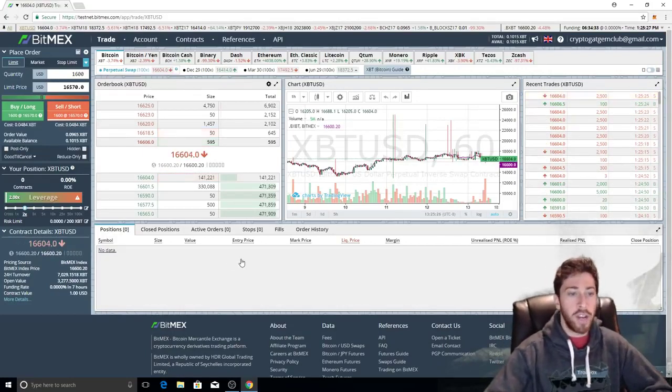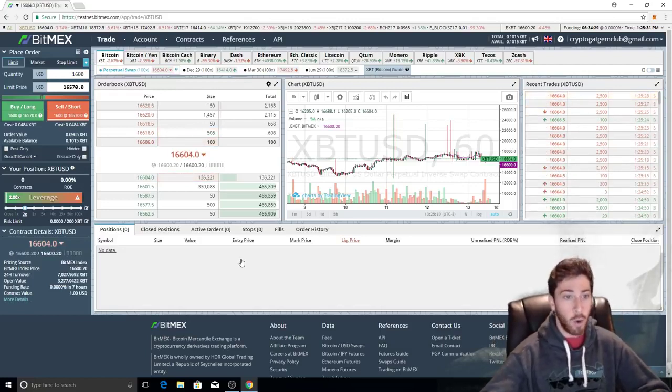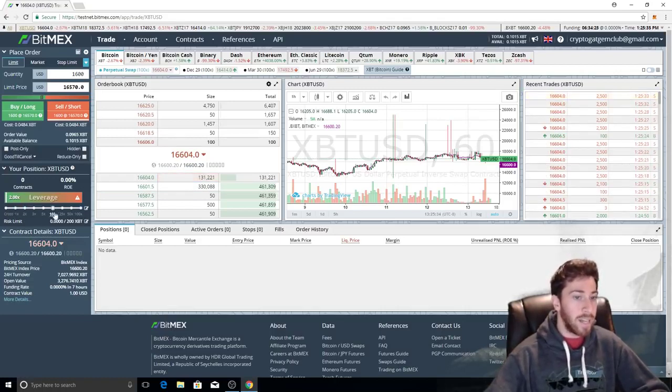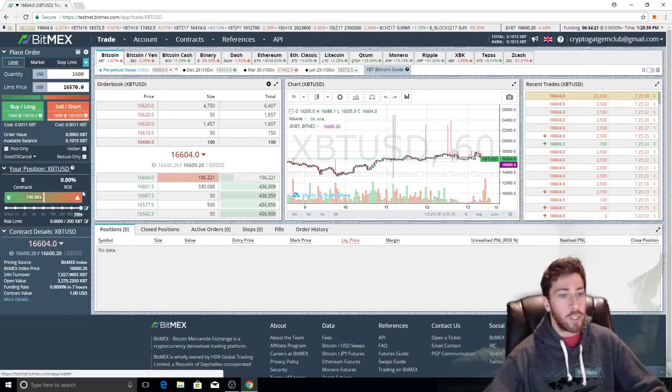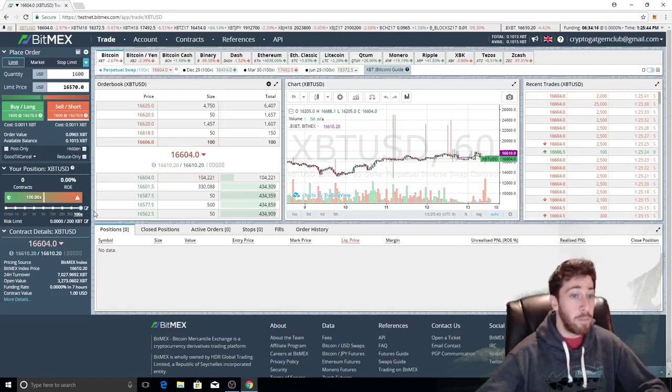Bitmex is a way for you to trade on leverage, which means that you can trade with more money than you actually have in your wallet. You can trade with up to 100 times leverage, and obviously as you go up in leverage, it gets more risky. I have 0.1 Bitcoin in my wallet, so if I was trading at 100 times leverage, I could trade with a value of up to 10 Bitcoins.